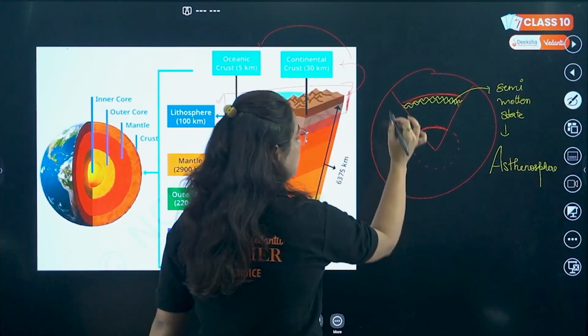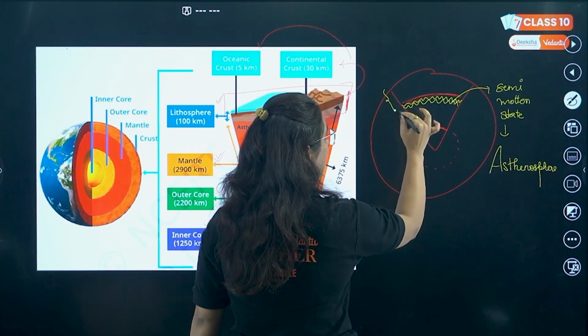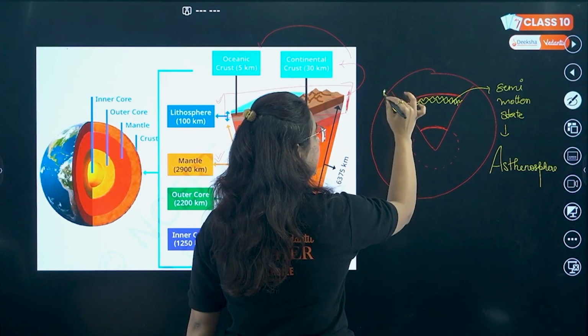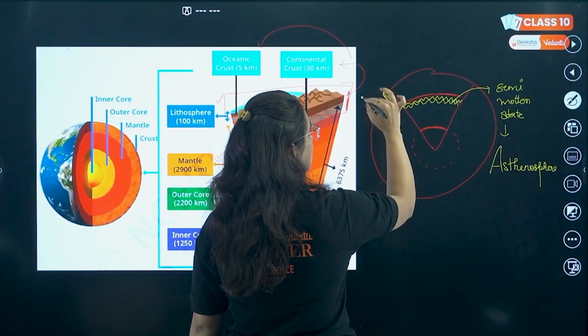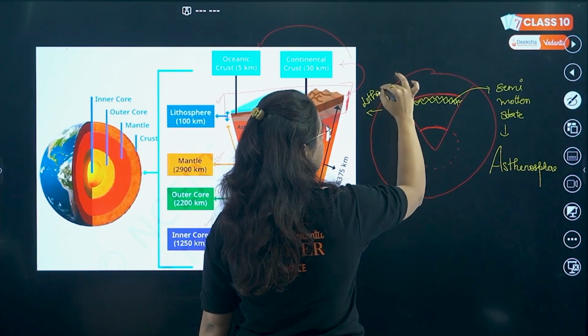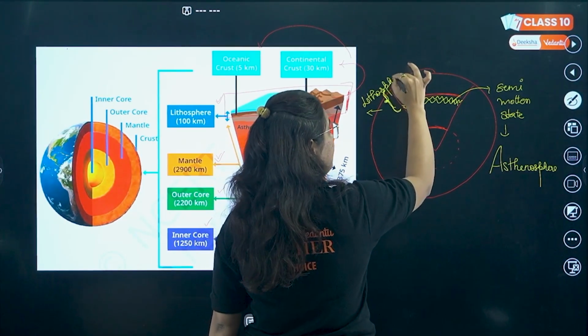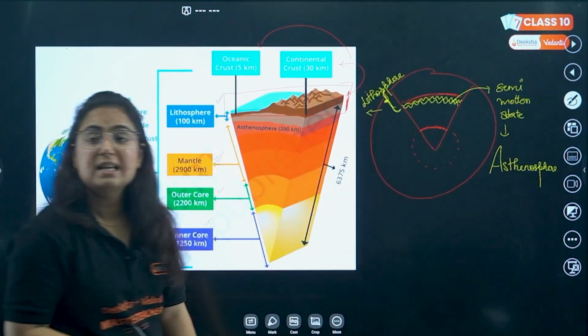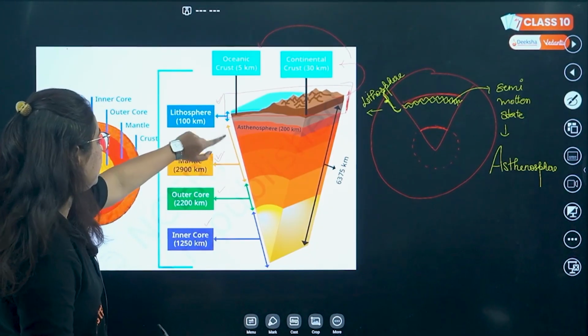And do you guys know that this crust along with the asthenosphere is known as the lithosphere? You can have a look at this diagram.